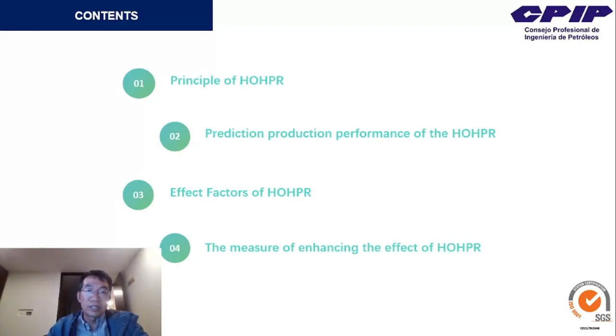The first one is the principle of thermal huff and puff. The second one is the production performance of thermal huff and puff. The third part is the effect factors of huff and puff. And the fourth one is the measures to enhance the effect of thermal huff and puff.